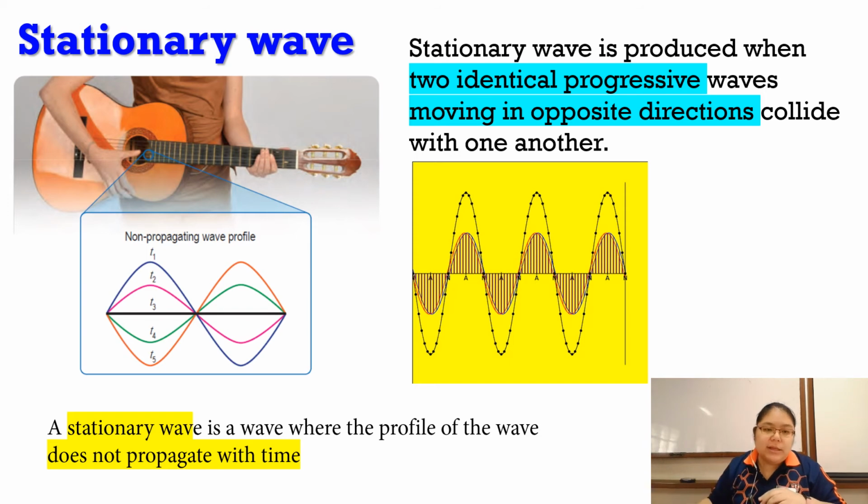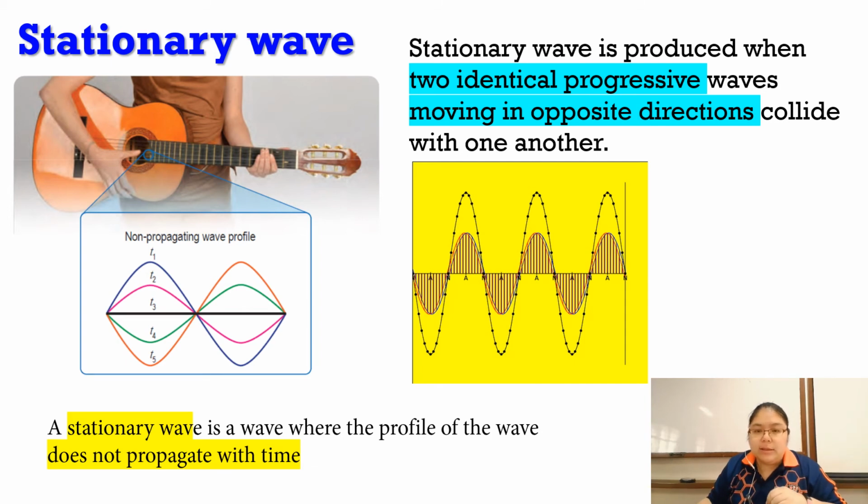Now we're going to see the diagram here. We have T1, T2, T3, T4, and T5. This means that at the same time they are moving, they are vibrating. So a stationary wave is a wave where the profile of the wave does not propagate with time. At T1, they move higher. At T2, they move lower. At T3, they move in another direction. So this is the situation for the stationary wave.